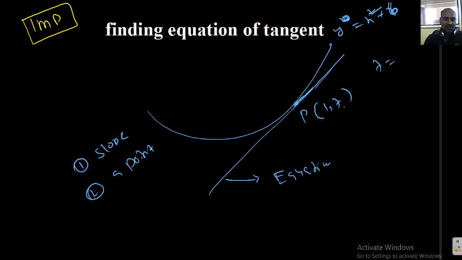What is the slope? What is the slope of that line? That is nothing but f dash of 1 only. F dash of 1 only, the slope of this curve at the point P. After finding f dash of 1, we will get the slope of the line. Already the point is there. By using the point slope form, you can find its equation.